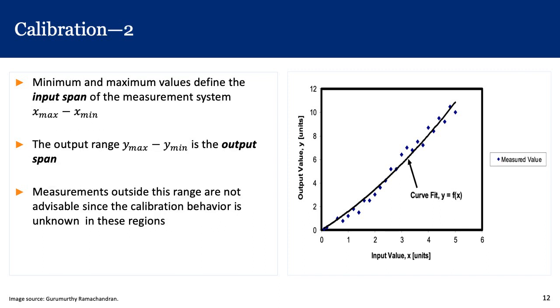You see in this graph that the input values range between 0 to 6, whatever units, and I'm just using liters per minute as an example. This is the range over which the calibration is valid. The maximum and minimum values define the input span of the measurement system, so X max minus X min. The output range correspondingly is Y max minus Y min. That is the output span, meaning the range over which the output varies. Measurements outside this range are not advisable because we don't know how the rotameter will behave outside of these input and output spans.